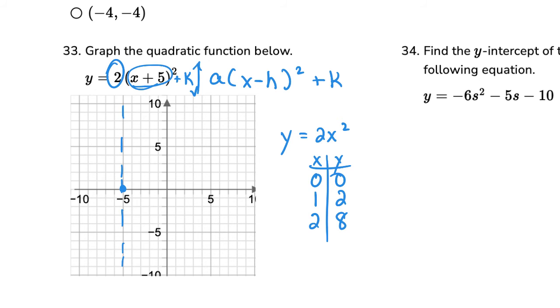And so we can just mark those points. Here's 1, 2, and here is 2, 8. And then symmetry gives us points over here.